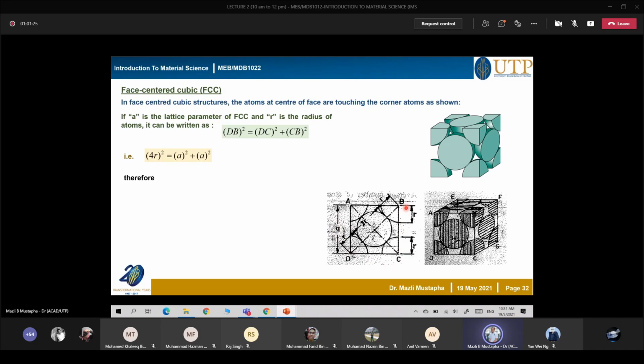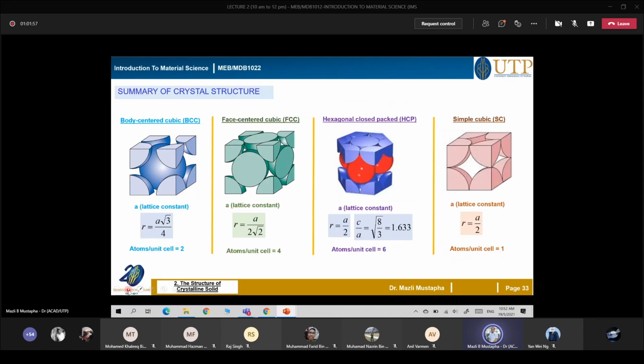Then, to find this, we have the relation DC squared plus BC squared. So 16R squared equals A squared plus A squared. Then we simplify and rearrange it. This is the relation between the radius of the atom and A, the lattice parameter or unit cell edge length. This is for the face centered cubic.